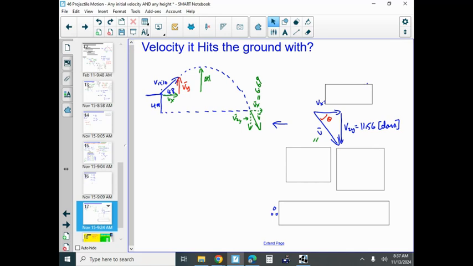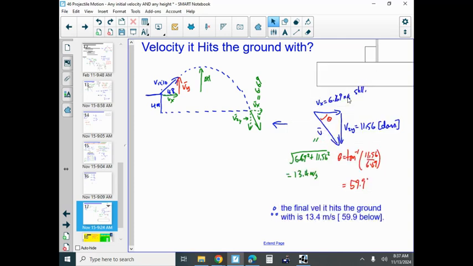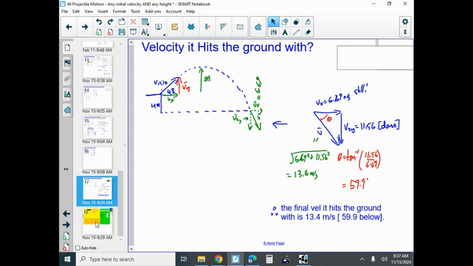The velocity it hits the ground with, well, we know now some information. We have this velocity of 11.56 down, so I don't have a negative in there because I'm saying down. And I've got that velocity that it has sideways the entire time, so it still has that. And so the root of the sum of the squares and tan inverse, we get our numbers. So the final velocity it hits the ground with is 13.4 meters per second at 59.9 degrees below the horizontal, having gone to a height and having traveled over and so on, right? So that's the reality of how this all works.